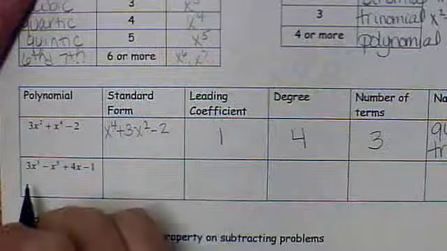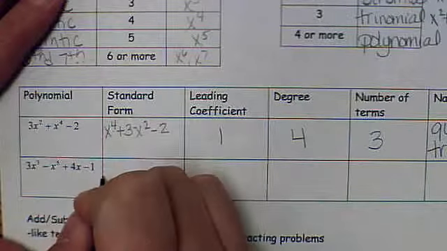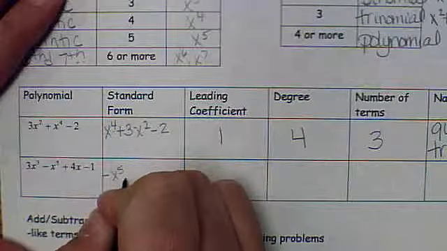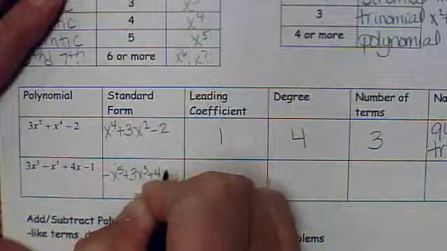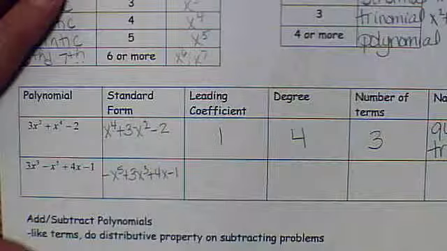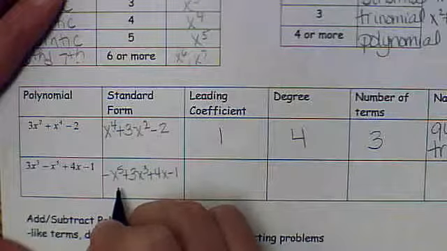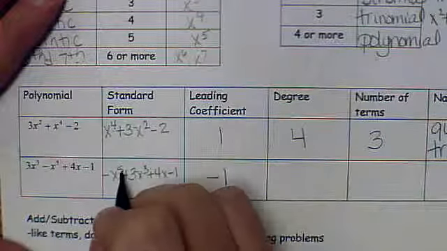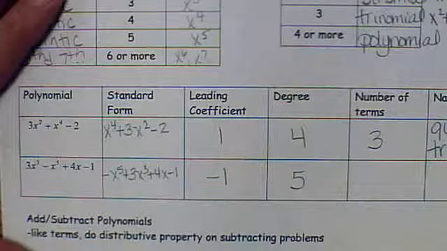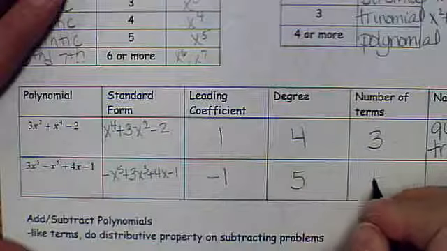Our second problem, 3x to the 3rd minus x to the 5th plus 4x minus 1, in standard form would be negative x to the 5th plus 3x to the 3rd plus 4x minus 1. Our leading coefficient is the number in the very front. Go back to standard form. The number in the very front is negative 1. Degree is the largest exponent, so 5. The number of terms, 1, 2, 3, 4.